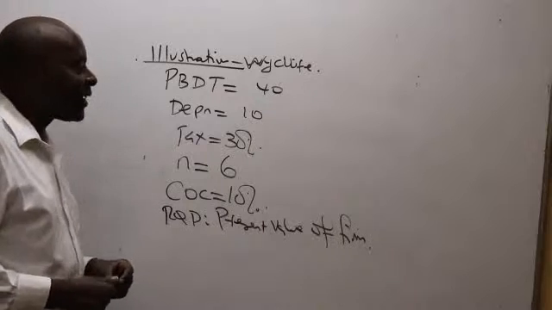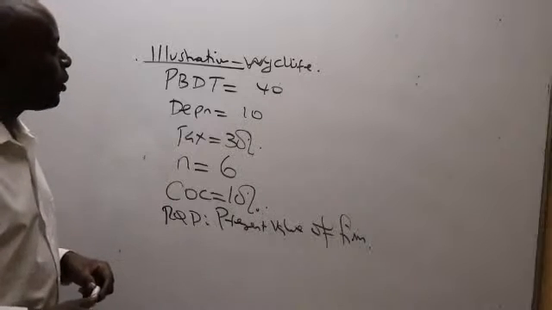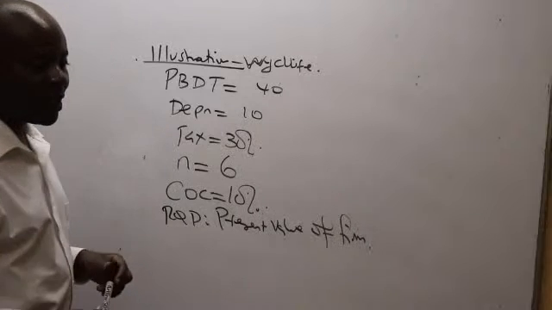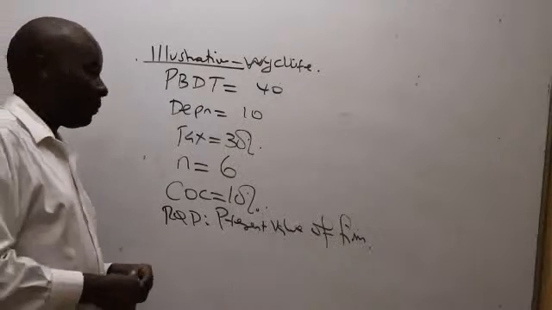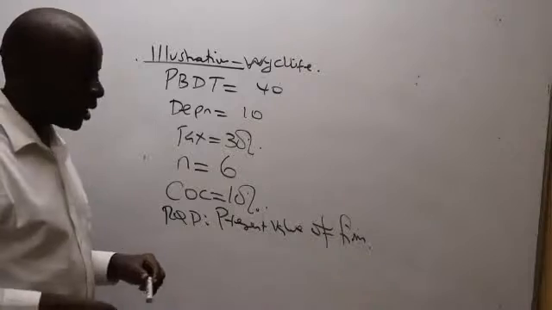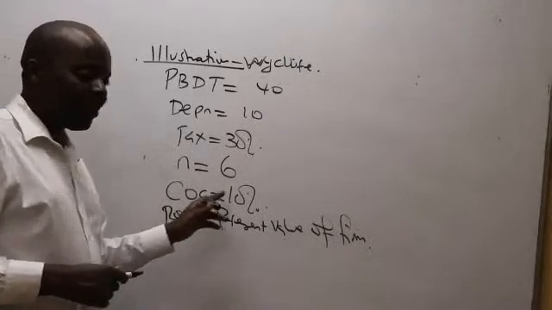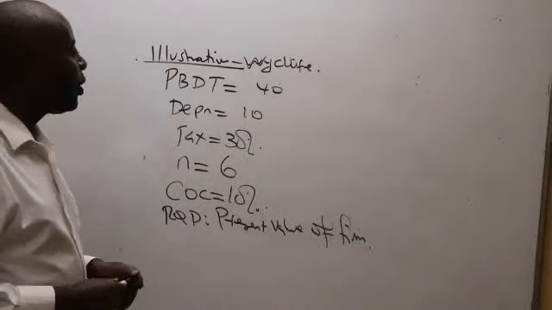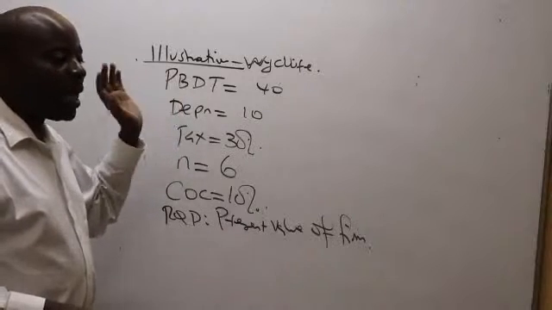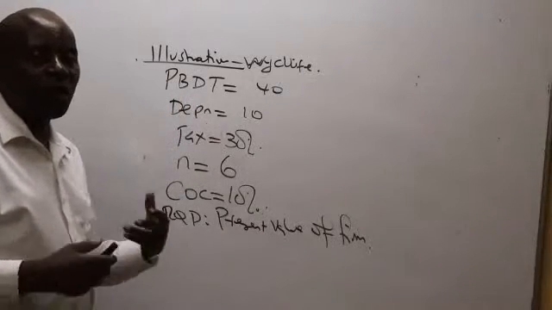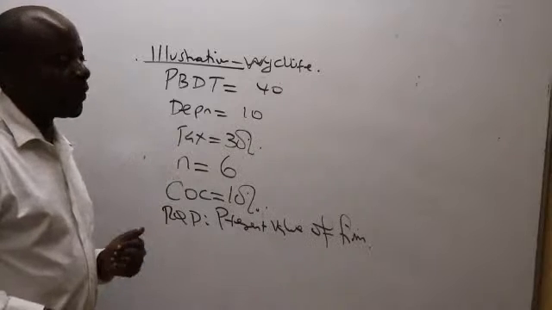This firm that Wycliffe wants to buy is going to give him an income of 40 every year. Depreciation is 10. Tax is 30%. This special project will be with him for 6 years. And then we have cost of capital here, which is 10%. So then what do we do? Remember, we don't discount profits. Whenever you are given profits, you must get a way of changing profits to cash flows.